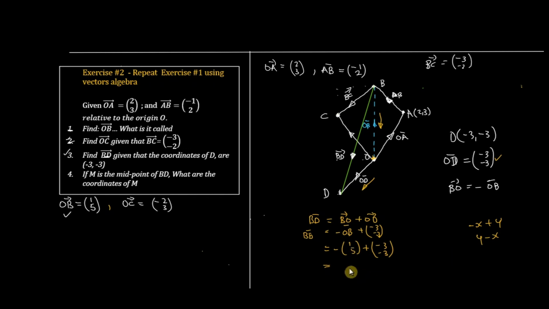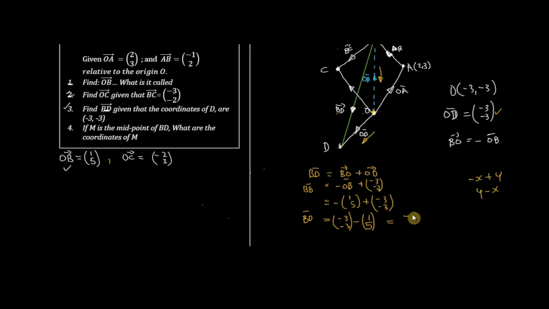So I'm going to put OB on the right. So I'm going to end up with -3, -3 minus 1, 5. -3 minus 1 is equal to -4. -3 minus 5 is equal to -8. So vector BD is equal to -4, -8. So the only thing I did here which might cause a little pause is that I reversed the direction of a vector because I was planning to walk in a direction that was opposite to how the vector was defined. The vector was OB. OB was going from O to B, and I wanted to walk from B to O. So I had to reverse that vector.